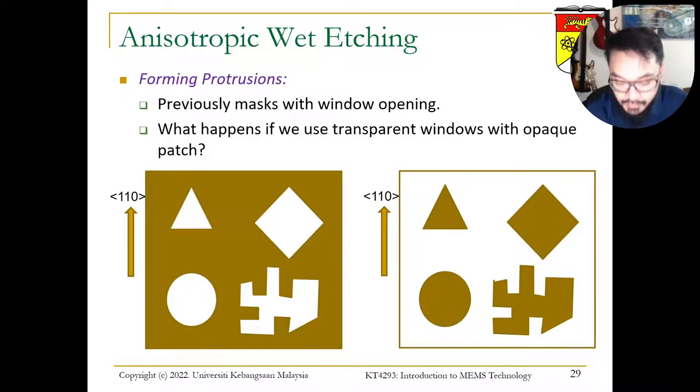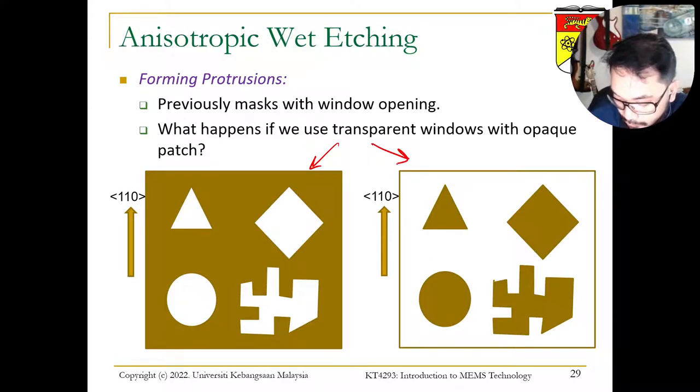Now the next one is in terms of etching downwards, forming cavity. What about if you want to form a protrusion? That means the flat area, and then you protrude something, like you want to produce an actual pyramid or a hill. Okay, how do we do it? By changing the type of mask. So instead of having a mask that looks like this, you can invert it so that the solid regions are the shape that we want to achieve, and then the other regions are transparent or exposed. So we get the transparent window with opaque patch.